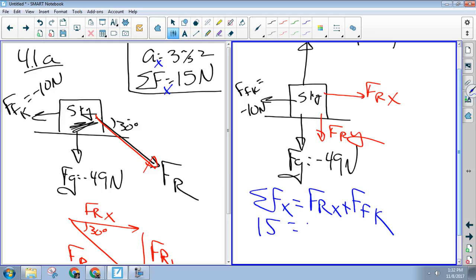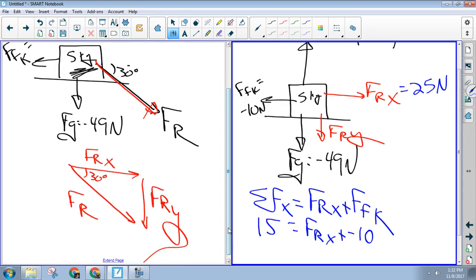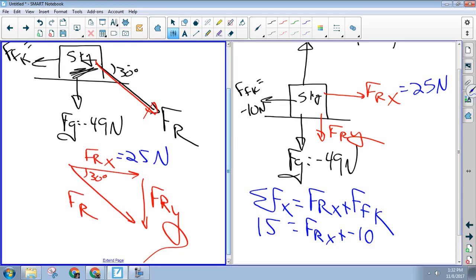So 15 equals the force of Roy in the x direction plus negative 10. Move 10 to both sides, and you get 25 newtons, right? Because then 25 minus 10 gives us 15. Good? All right, so that means that the force of Roy in the x direction is 25 newtons. And so like Ryan said a couple minutes ago, now we have a triangle, we know an angle and a side. So now we can do some trigonometry and figure out the other two sides of the triangle.